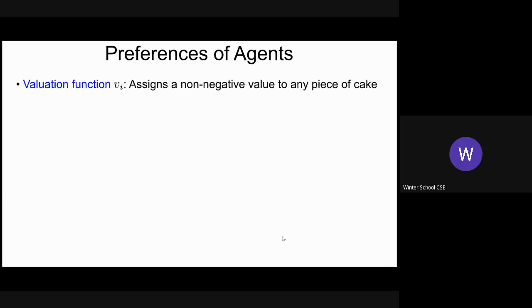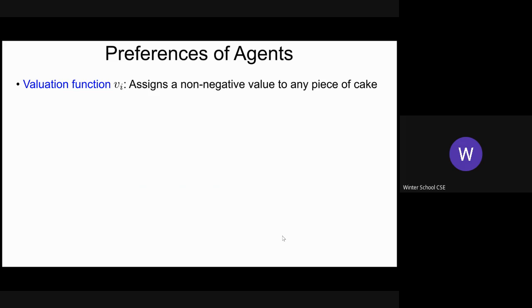Okay, cool. So I've been making a big deal about preferences of agents, right? So how do we formalize the preferences? Well, here's one way to do it. So for any agent i, I'm going to denote its preference with the help of something called the valuation function v sub i. Okay, and this function is going to map every piece of the cake to a non-negative number. Okay, so with every piece, this function attaches a value, a non-negative value, like how much the agent values that piece. Okay, that's the valuation function.